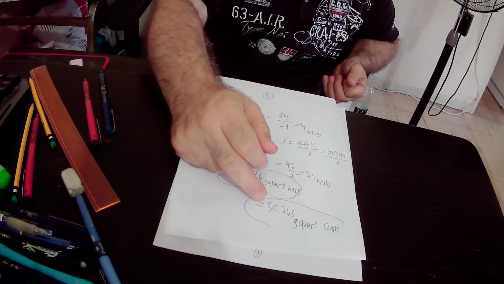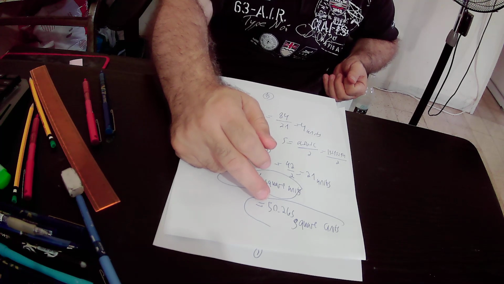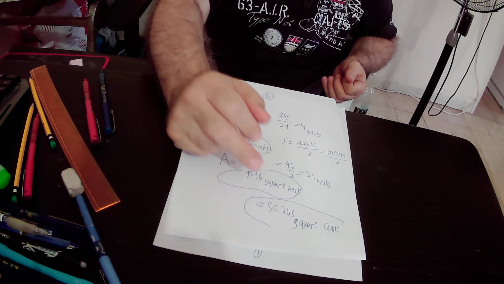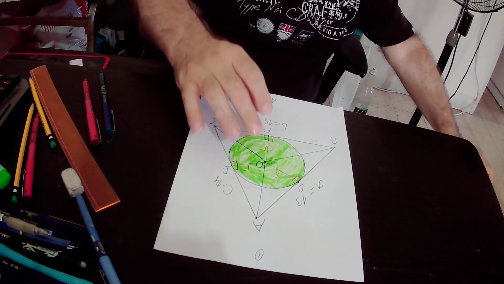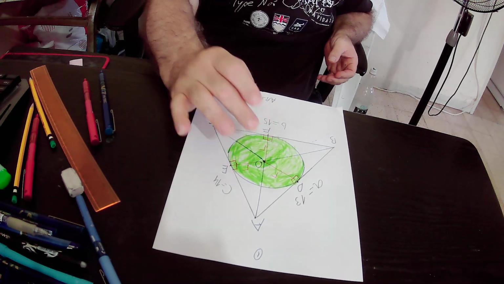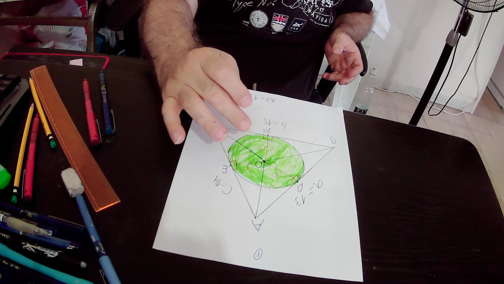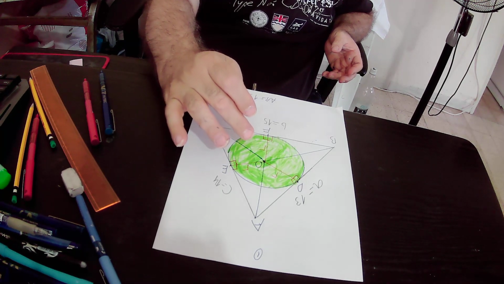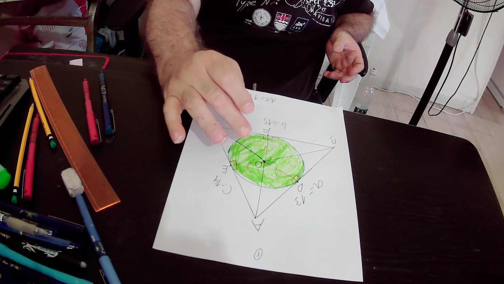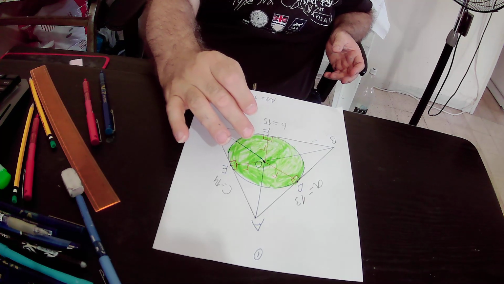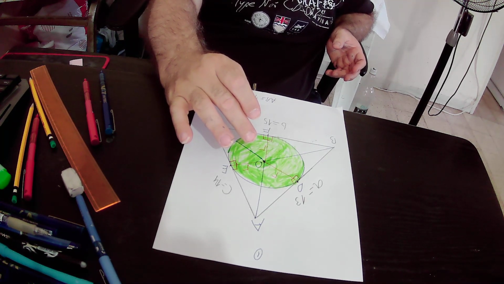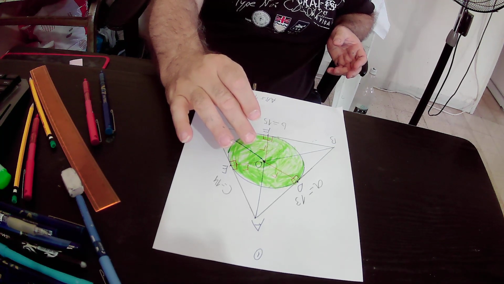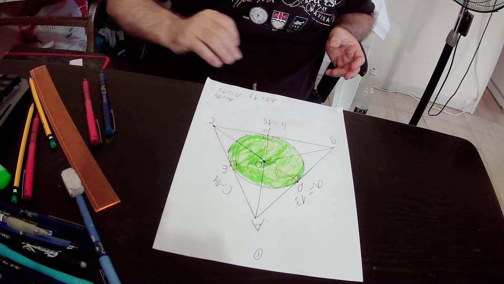or in terms of numbers, the area of the green circle equals 50.265 square units. Again, the area of the green circle, this green circle, equals 16 times pi square units, or in terms of numbers, 50.265 square units. Okay, thank you very much.